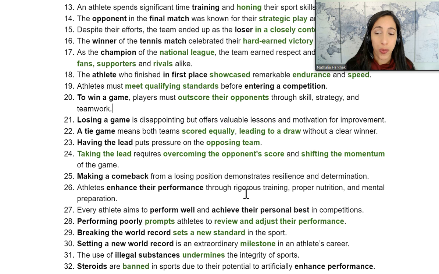Having the lead puts pressure on the opposing team. Taking the lead requires overcoming the opponent's score and shifting, which is like changing the momentum of the game. Momentum is like when things are flowing very well, that's momentum. And if you need to break that, if you need to shift that, you need to stop that person from winning. You need to stop that person from being ahead of you. You need to shift the momentum. Okay, you need to stop that.